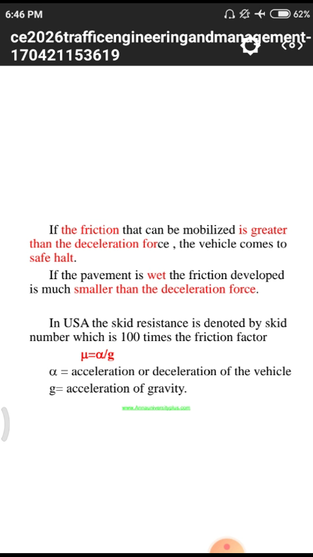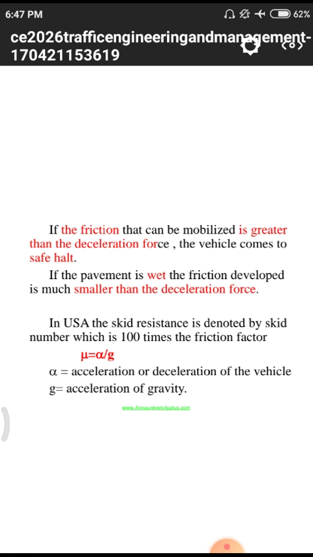If it is going beyond the speed, automatically there is no control of the vehicle by the driver. The driver can't control the particular vehicle. Why? Because it is out of control. If the pavement is wet, the friction developed is much smaller than the deceleration force. Why? Because if the friction is high, automatically the vehicle will stop. If the friction is very low, there is no stopping of the vehicle.